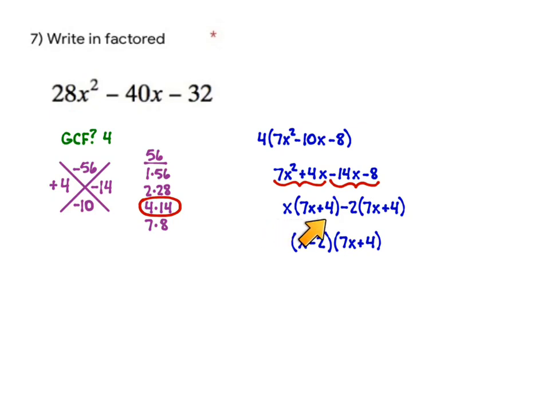Again, if these numbers do not match on the inside, then something is wrong, and you've got to go back and figure out what that is.